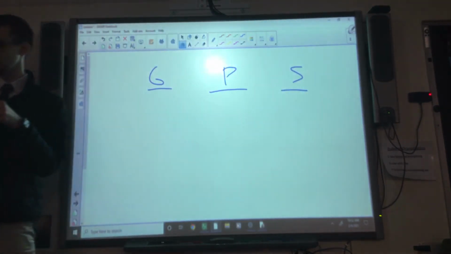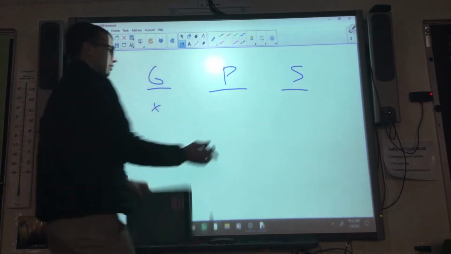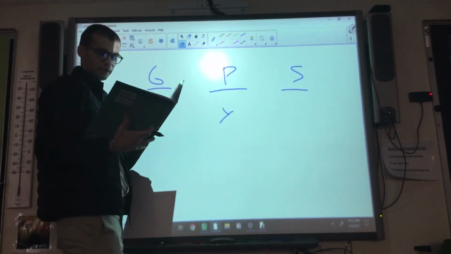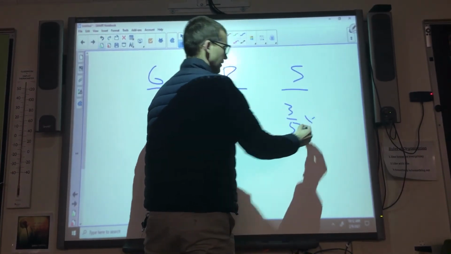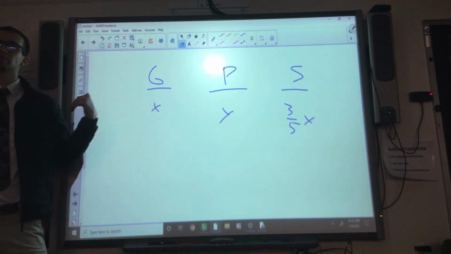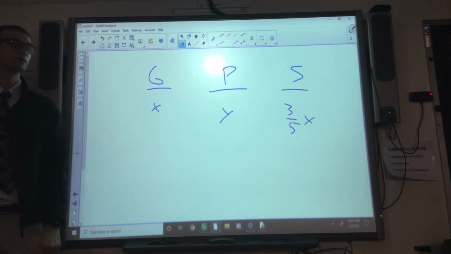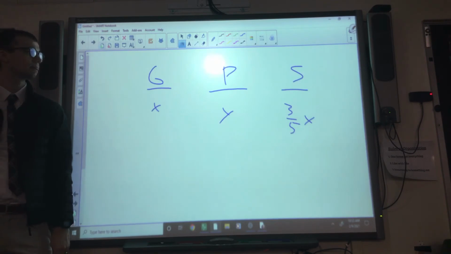And it's got a little picture there. Grapes are X dollars per pound. Papayas are Y dollars per pound. And strawberries are 3/5 X dollars per pound. So the only thing we really know, we know one is more expensive than what other one? Yeah? Grapes and papayas are more than strawberries.